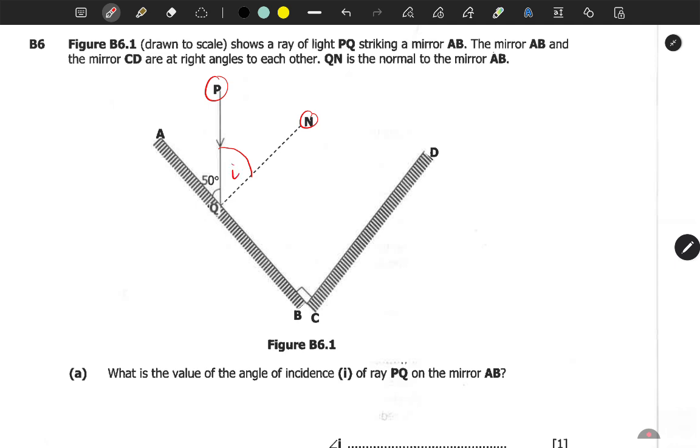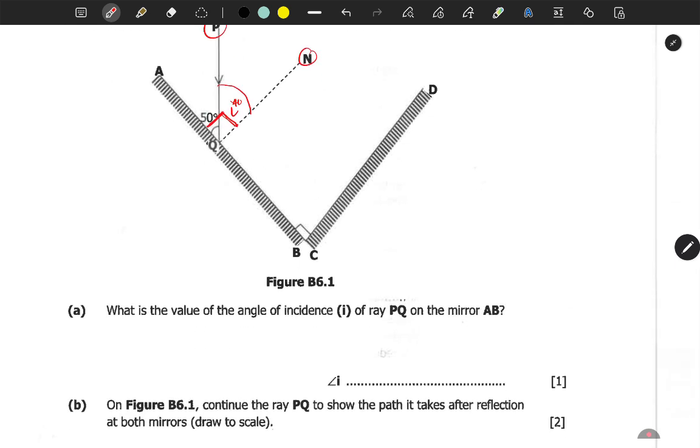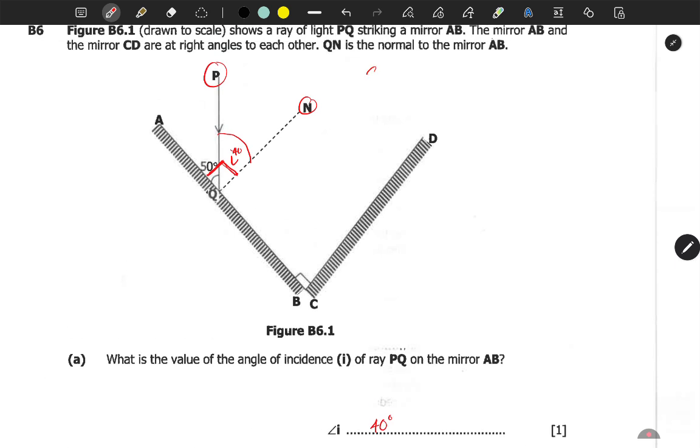Again, this one is called the normal because it's able to form a 90-degree angle there. So if this is 50, this must be 40. So the value is actually 40 degrees. Just say 90 degrees, you subtract 50 degrees, and there you're getting 40 degrees.